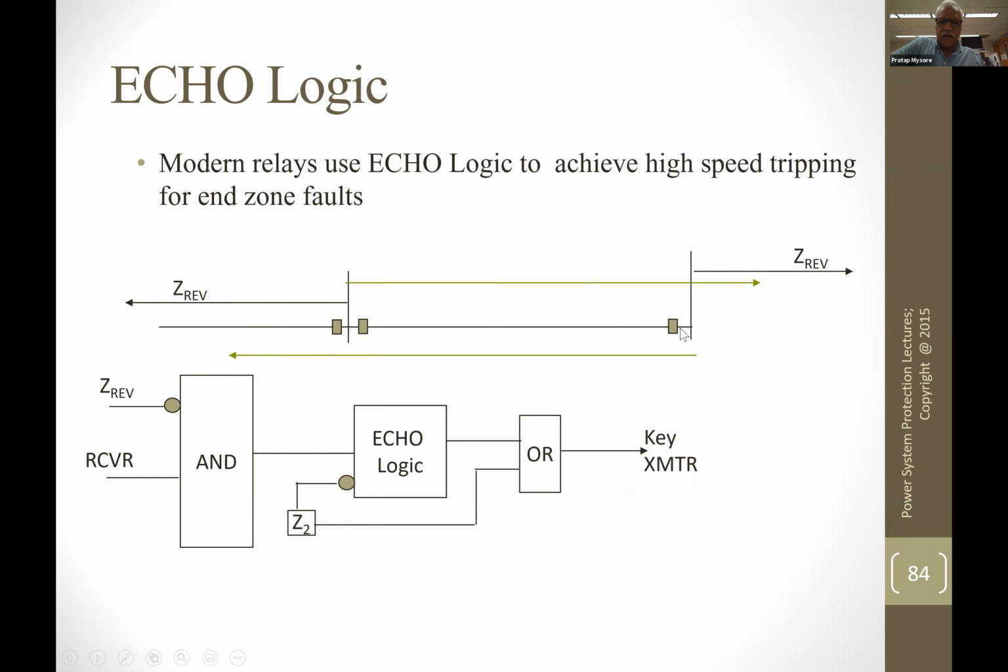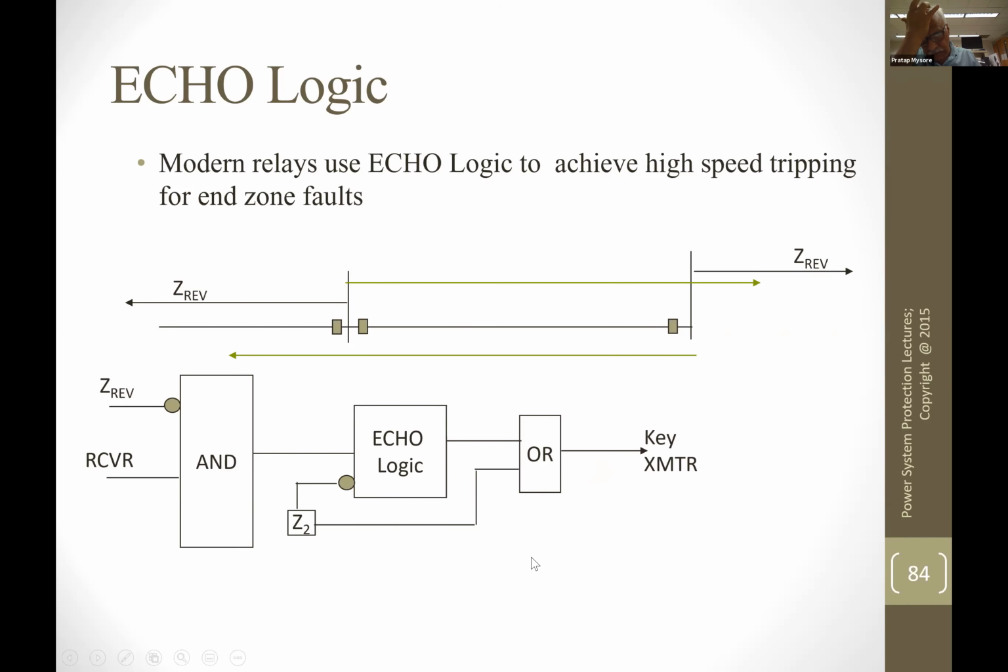Suppose this breaker is open, for example. If there is no fault in the reverse direction, and if there is a fault in front of the relay, here zone 2 picks up and then sends a signal to this end. And then we know that the reverse element has not picked up. And then what it does is it right away trips this breaker here. And then it echoes the logic to send it back to the remote end.